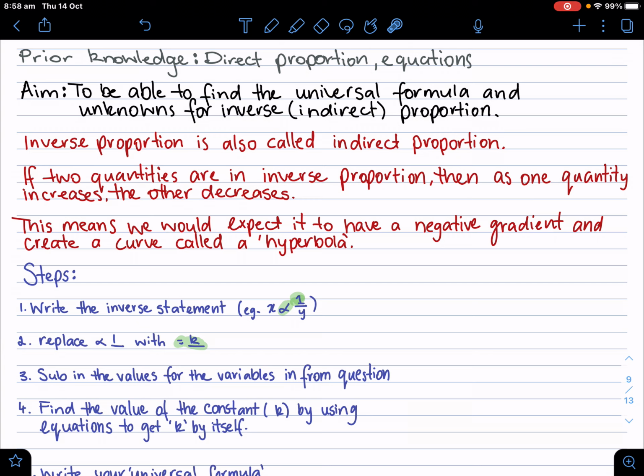Now, how does indirect or inverse proportion work? Well, it's the opposite of direct proportion. So, we can theoretically say if two quantities are in inverse proportion, then as one quantity increases, the other decreases. This means that we would expect it to have a negative gradient for that graph, and it would create a curve called a hyperbola. Now, a hyperbola is a graph that you'll become a lot more familiar with as you do graphing later on.